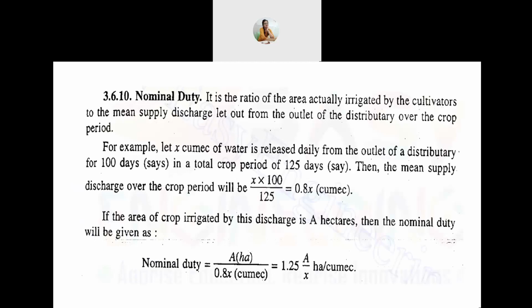We assume this period. Then the mean supply discharge over the crop period will be x into 100 divided by 125, which is equal to 0.8x cumecs. So if the area of crop irrigated by this discharge is A hectares, then the nominal duty will be given by A hectares divided by 0.8x cumecs, which is equal to 1.25 A by x hectare per cumec.